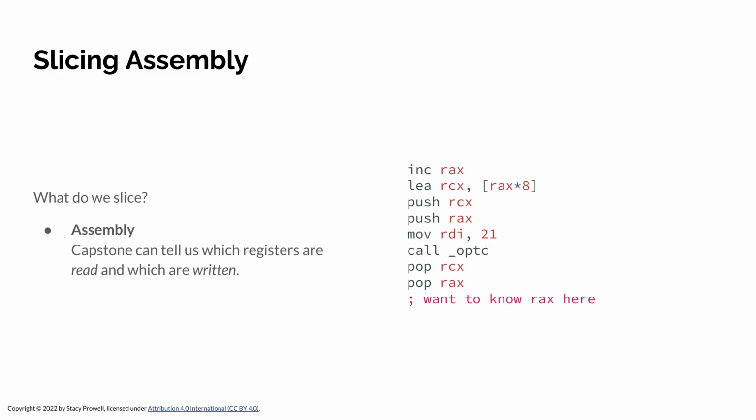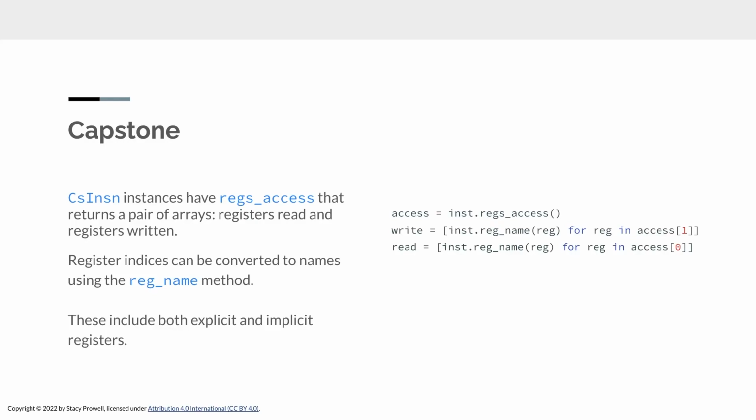Capstone will tell you which registers are read and which are written for an instruction. That's great. The ones that are read are basically R values. The ones that are written are basically L values. And there we go. So how do I get that information? I go to my instruction object and I invoke regs access, and that gives me back an array. The array has a 0th entry, which are the ones that are read, and a 1 entry, which are the ones that are written.